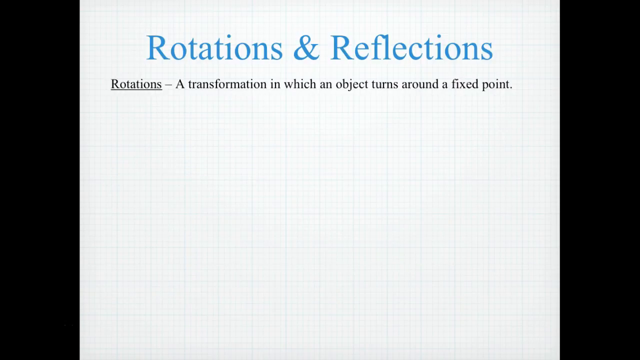So we start with rotations and reflections. A rotation is a transformation in which an object turns around a fixed point. The center of rotation is the fixed point that an object rotates around.